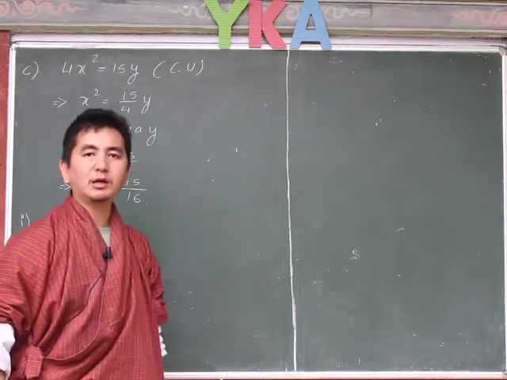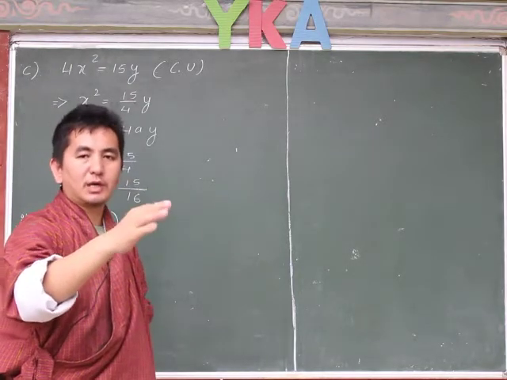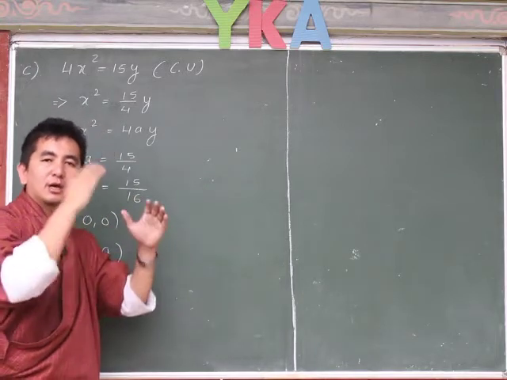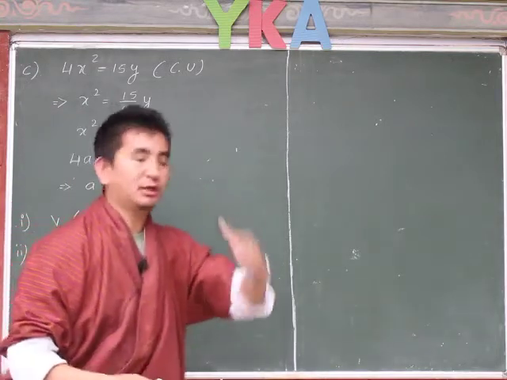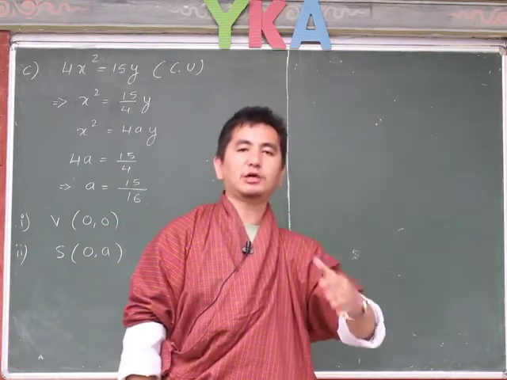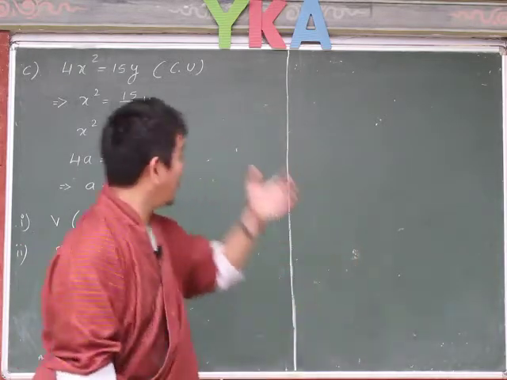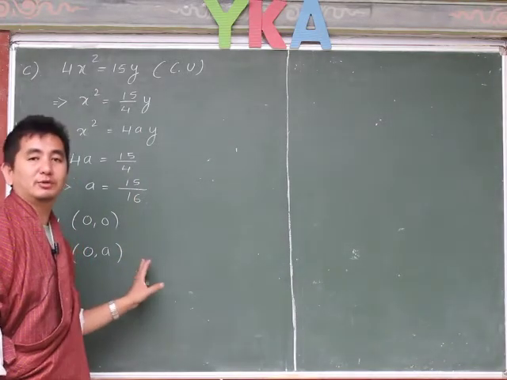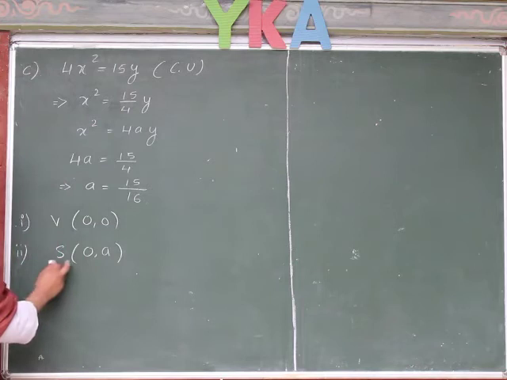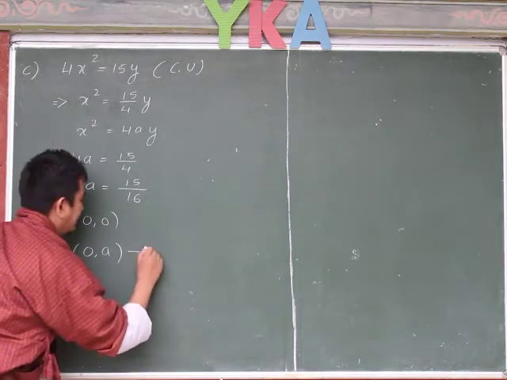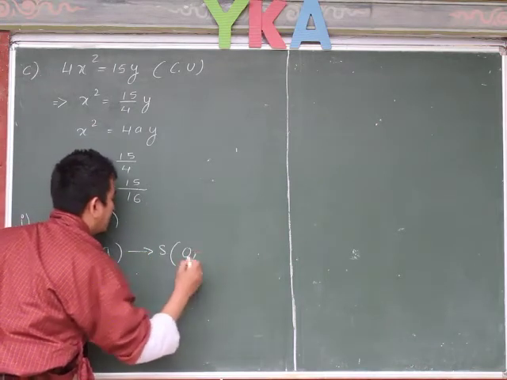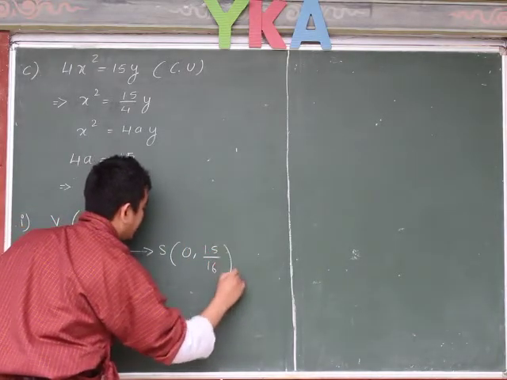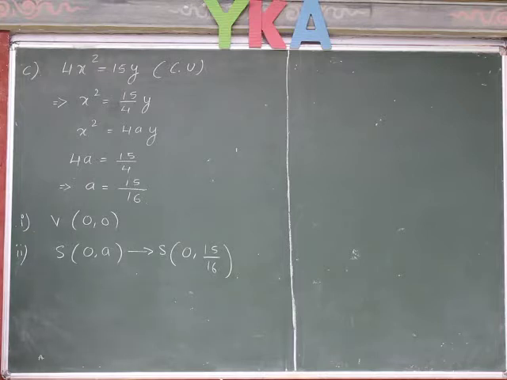I hope you remember, I told you to do the assignment, isn't it? So you have to get thorough with all the 4 parabolas: the focus, the directrix, the latus rectum. Then only you can solve it directly. Otherwise, you won't understand anything whatever I'm doing here, okay? So the focus point is 0, a, and the a value we have is 15 by 16. This is the focus point.